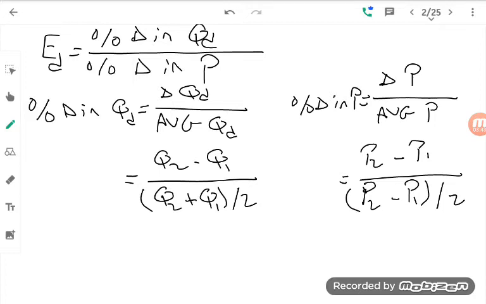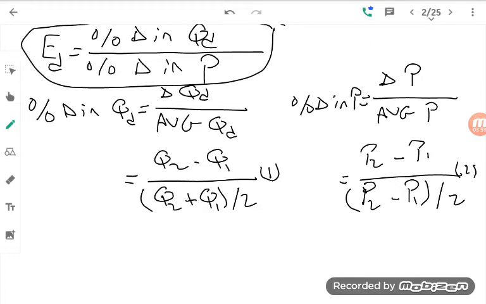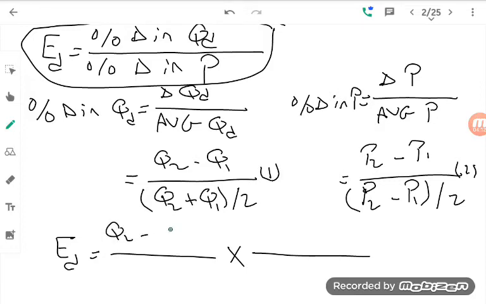Now we are going to use equations 1 and 2 and substitute in our original equation. So we can write elasticity of demand as Q2 minus Q1 over P2 minus P1, multiplied by P2 plus P1 over Q2 plus Q1.